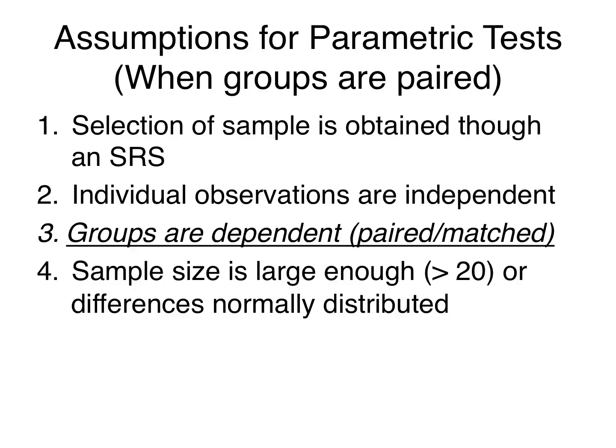So now we'll turn to the assumptions that are necessary for conducting a paired t-test, or any parametric test when groups are paired. As you can see, these are pretty similar to the assumptions for the analysis of a single population mean, which we've discussed in previous tutorials. So the assumptions are that the sample is obtained through a simple random sample, the individual observations are independent, which means that person 1, person 2, etc., and the difference in their before and after scores are independent. Something to note is that this does not mean that the groups are independent, as a critical assumption for the paired t-tests is that the groups are dependent. And the last assumption is that the sample size is large enough, so greater than 20 as a rule of thumb, or that the differences are normally distributed.